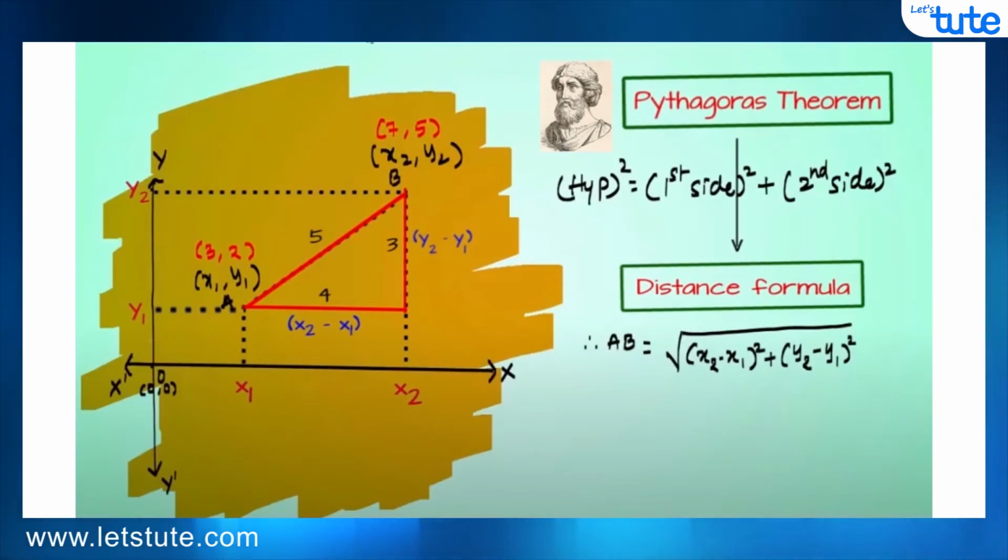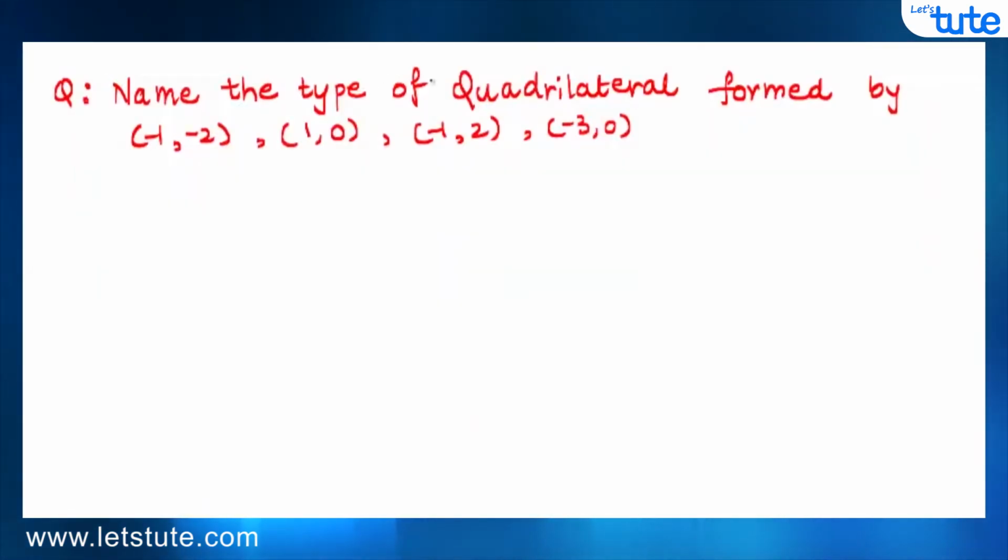As it says, name the type of quadrilateral formed by these 4 points: (-1, -2), (1, 0), (-1, 2), (-3, 0). Before moving on any further, we need to understand some things from this question, like what are quadrilaterals? So let me write here: quadrilaterals.